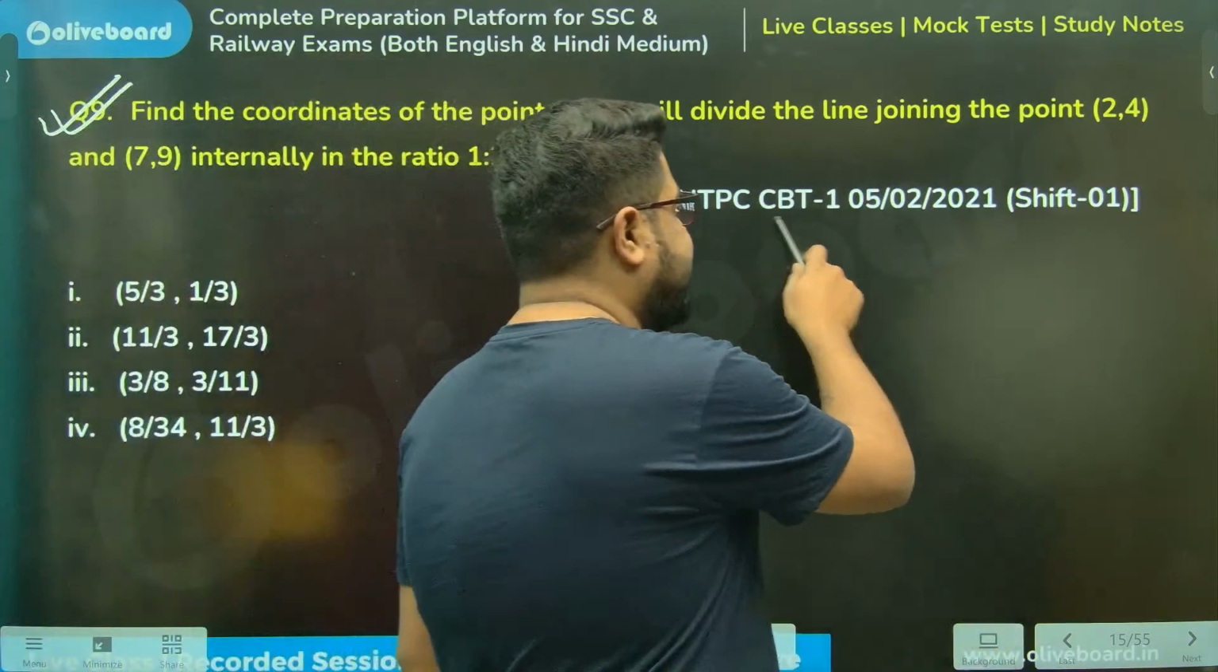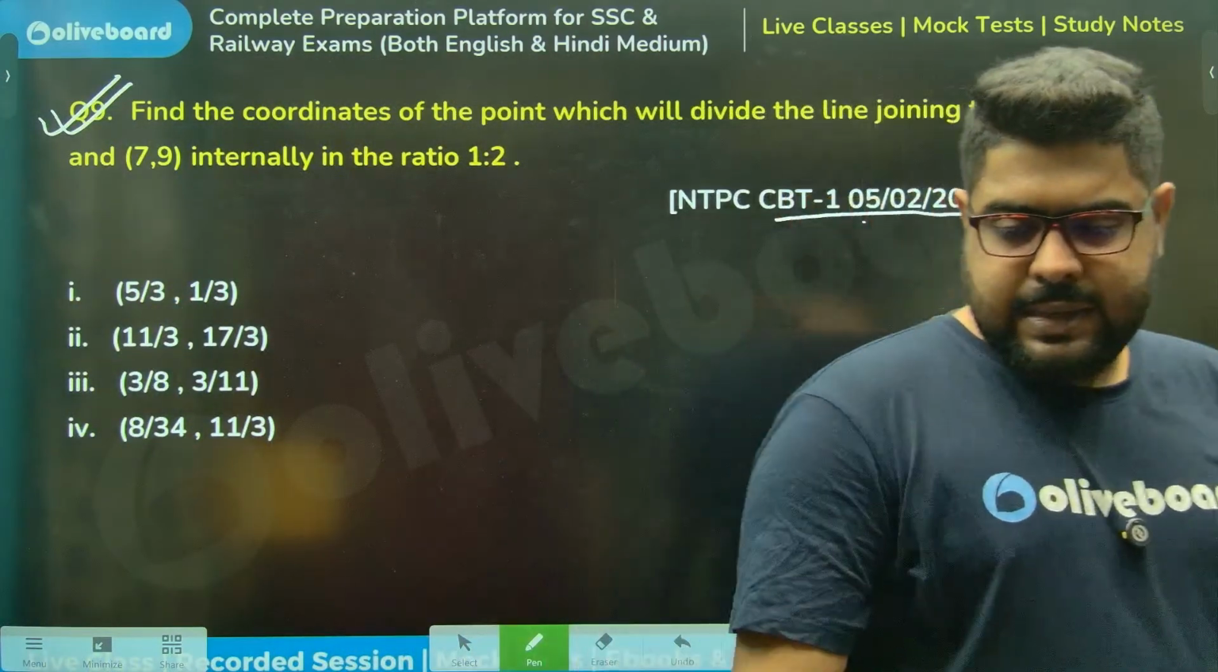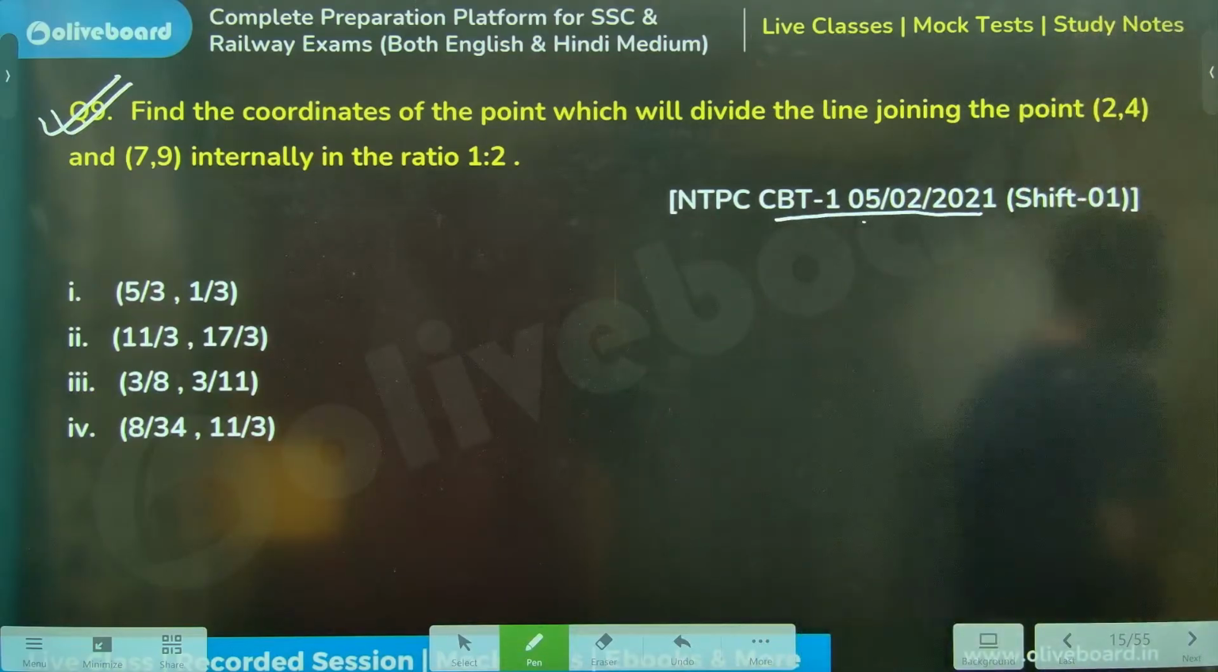Tell me the answer to this. Again, CBT 1 2021. You see, I'm mixing the questions. You will have NTPC questions, CGL questions, everything is there in this PPT. Solve and tell me the answer. Jaldi, jaldi. Quickly solve and tell me the answer.